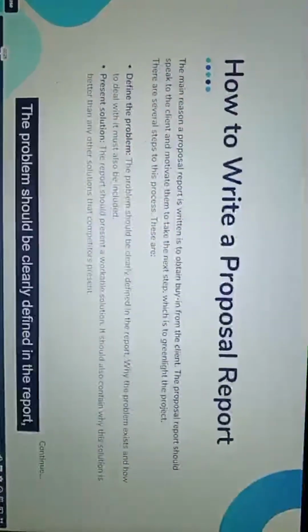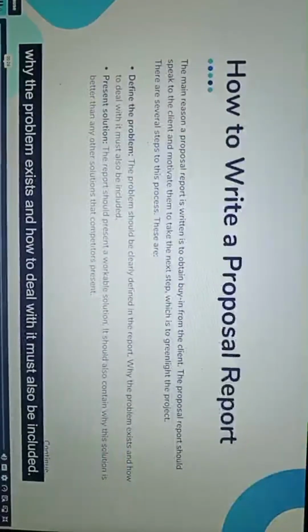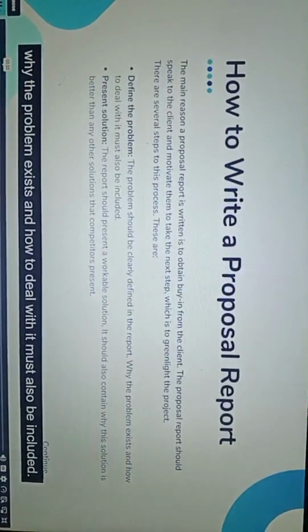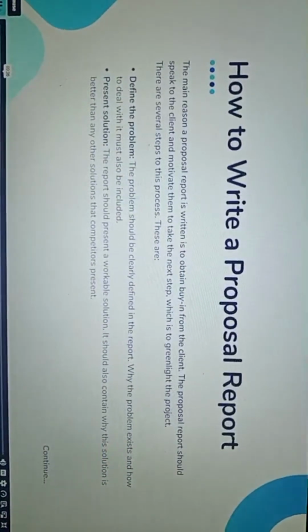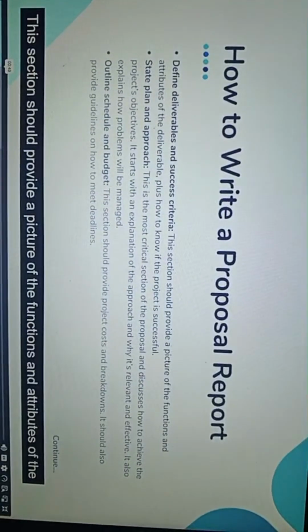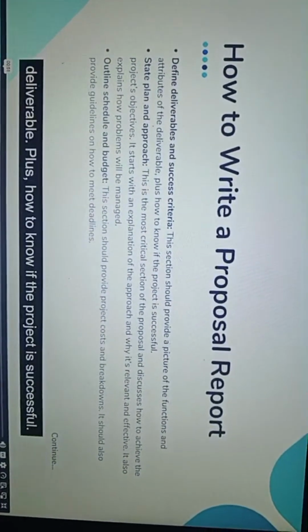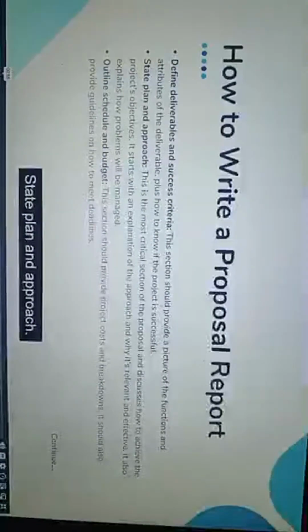These are: define the problem. The problem should be clearly defined in the report. Why the problem exists and how to deal with it must also be included. Present solution. The report should present the solution. This section should provide a picture of the functions and attributes of the deliverable, plus how to know if the project is successful.